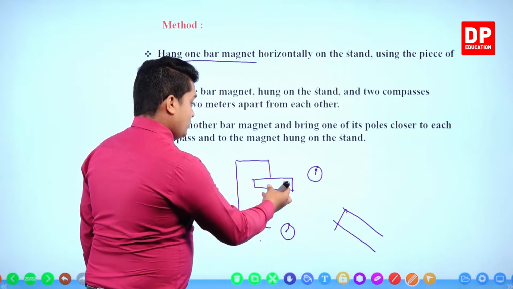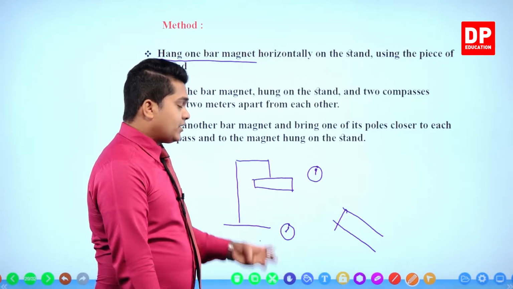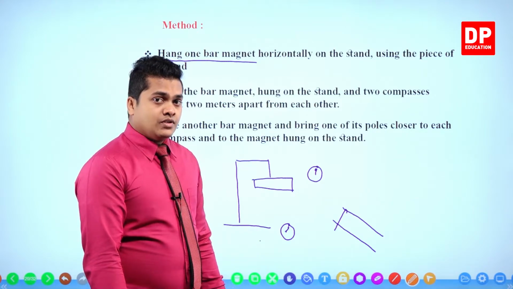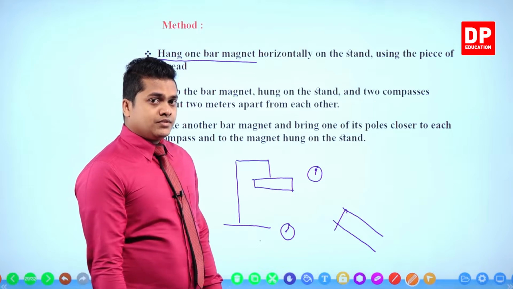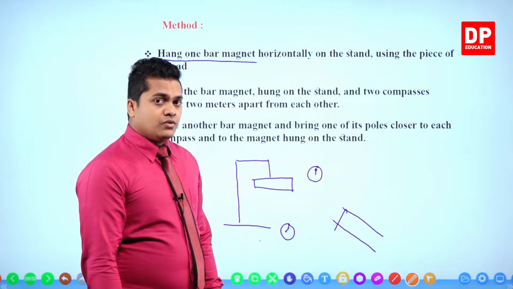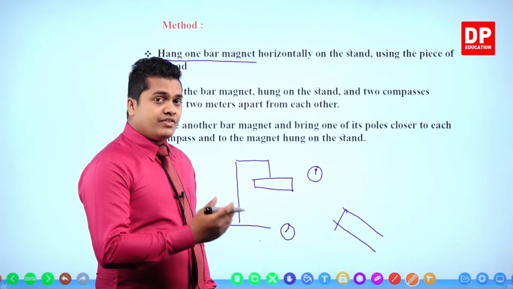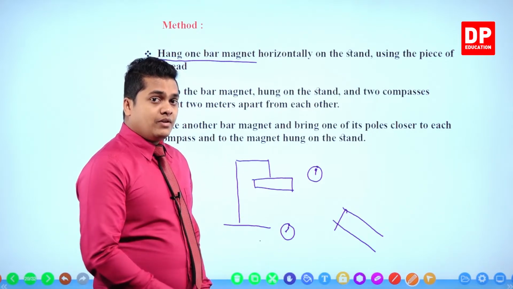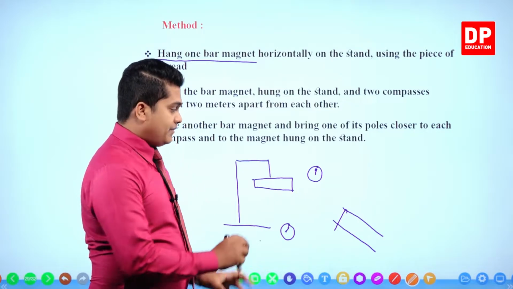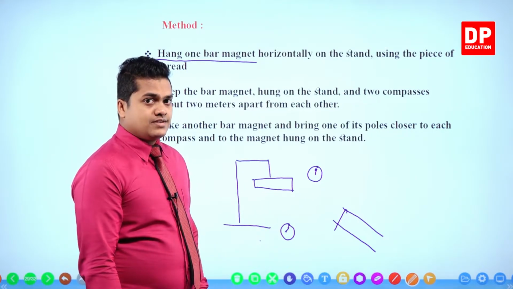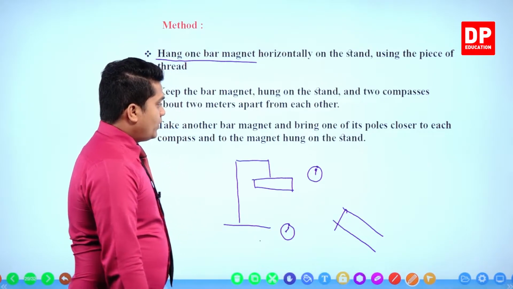Don't bring this thing that much closer so that the needle would attract to this magnet. That's why we need to keep it like 2 meters apart. Okay, it's because if you keep it somewhat near to it, then the needle of the compass will get attracted towards the magnet. So remember to keep it at some distance.